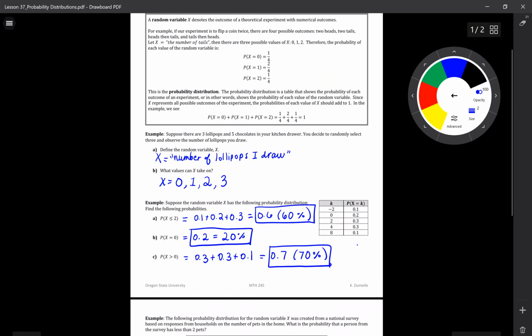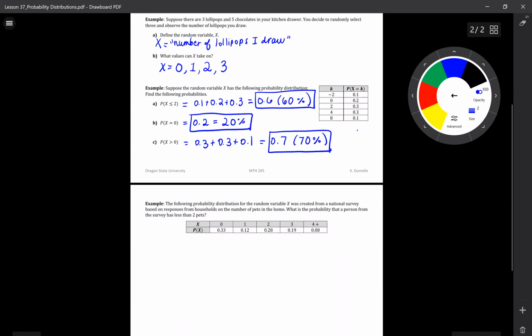All right, let's do one more example. The following probability distribution for the random variable x was created from a national survey based on responses from households on the number of pets in the house. What is the probability that a person from the survey has less than 2 pets? So I see here that my number of pets is 0, 1, 2, 3, or 4 or more. These are all of the possibilities that I have for the number of pets, right? I can't have half a pet, I can't have a negative number of pets, and everything above 4 is accounted for by the last column.